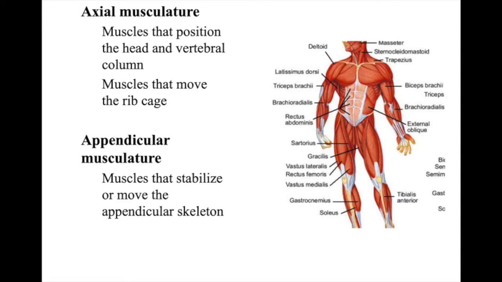Axial are the muscles that position the head and the vertebral column, and also the ones that move the rib cage. Whereas the appendicular are essentially muscles that either stabilize or move the limbs.